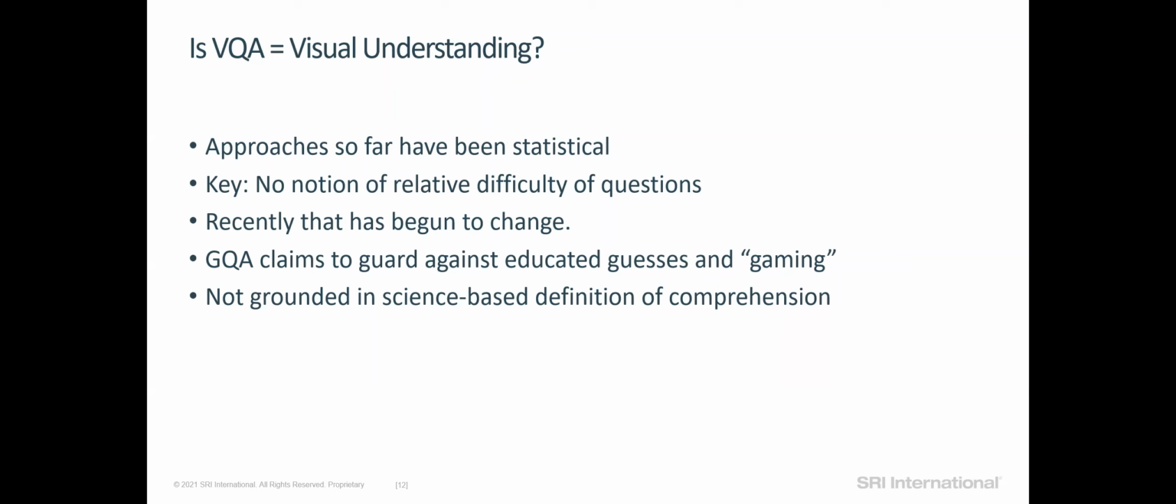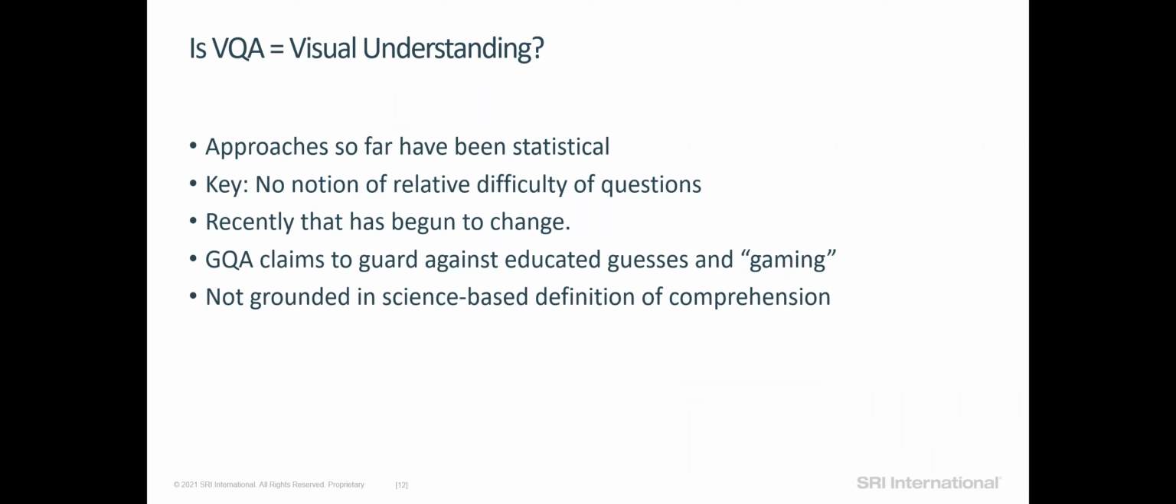Okay, go ahead. So the approaches so far have been statistical, which means that basically the question answering system just memorizes the answers, right? And there is no notion of the relative difficulty of questions, which is what I found to be the most problematic as soon as I got introduced to visual question answering.